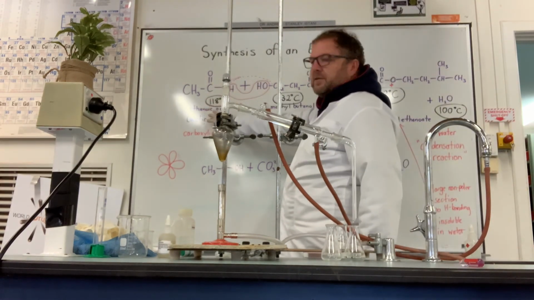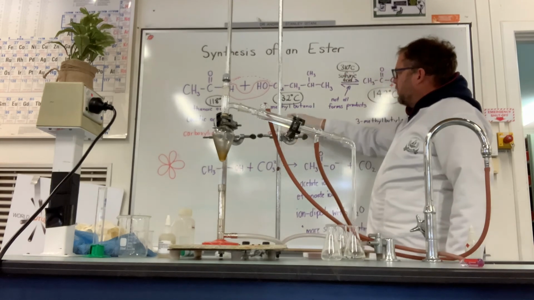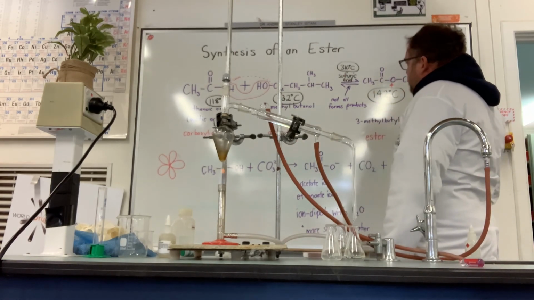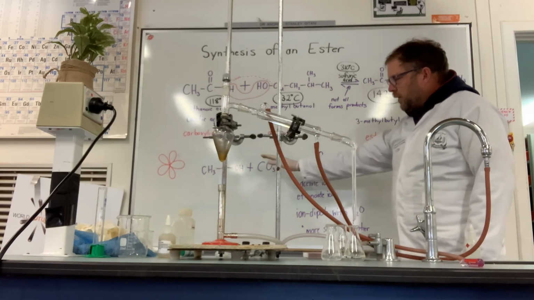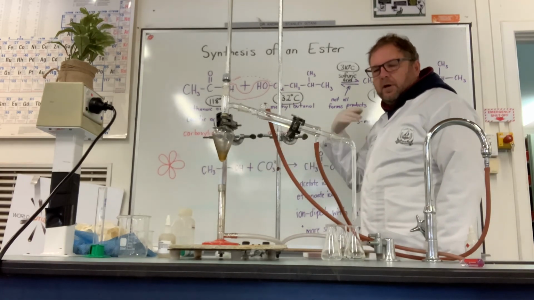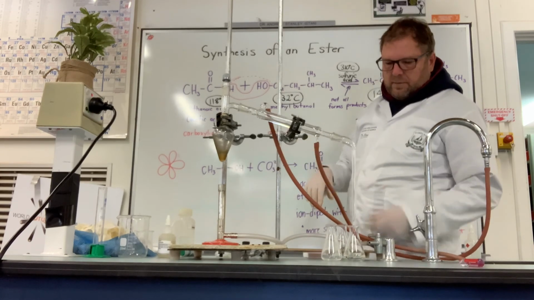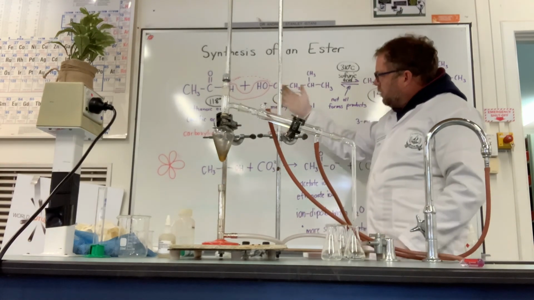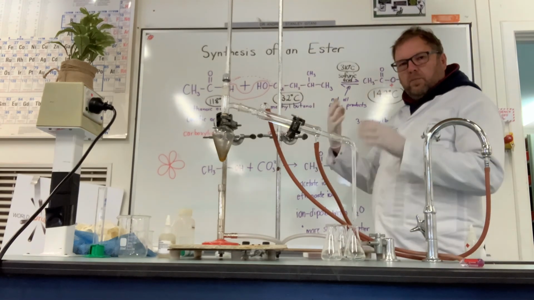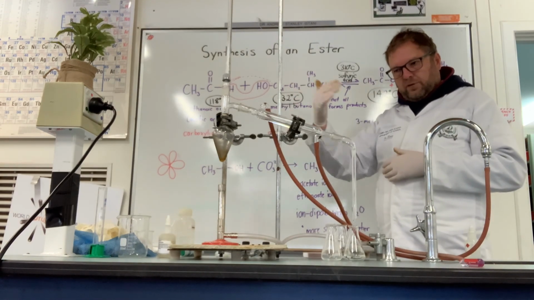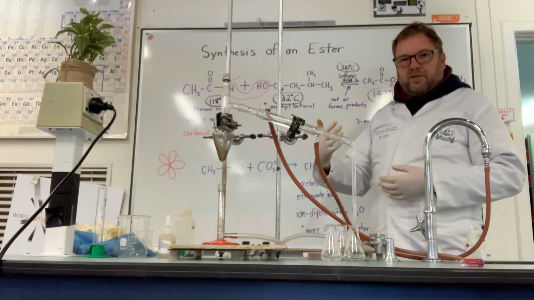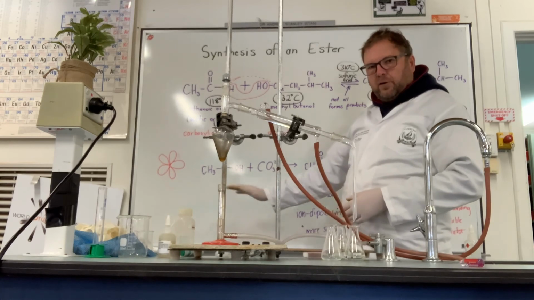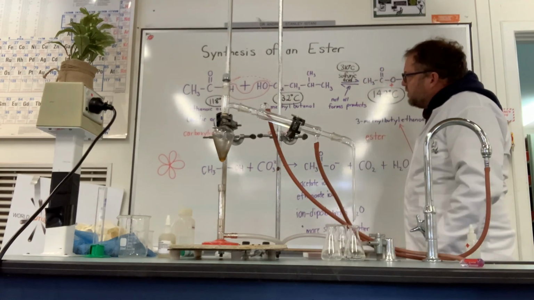We've reacted ethanoic acid with 3-methylbutanol to form the ester plus water, a condensation reaction. We've used reflux to speed up the reaction with the heat. Just going to turn that off now, because that's almost all gone. We've used reflux to speed it up, plus the condenser to stop losing all the reactants and the products from evaporating due to the heating. We also added concentrated sulfuric acid as a catalyst.